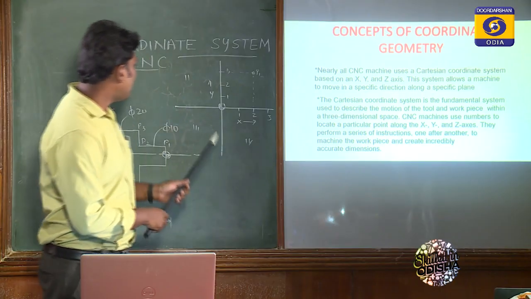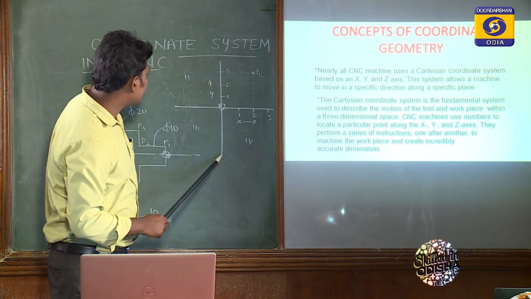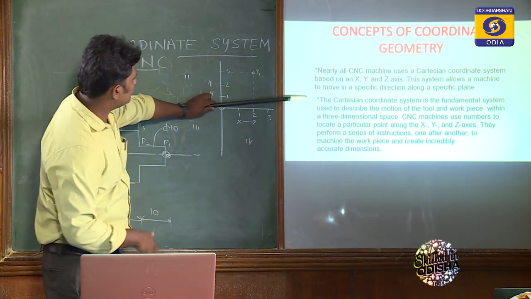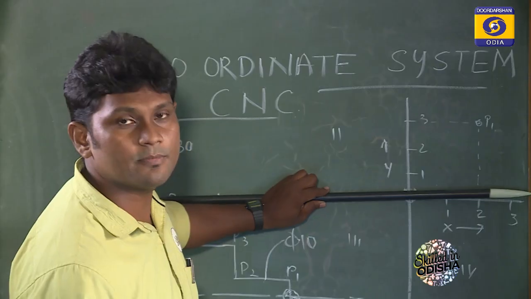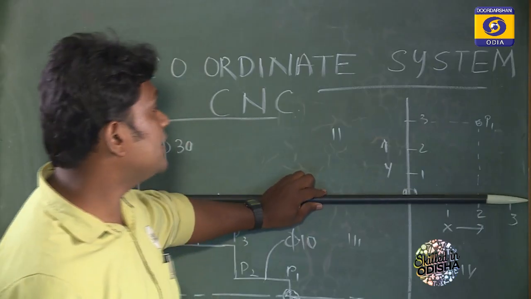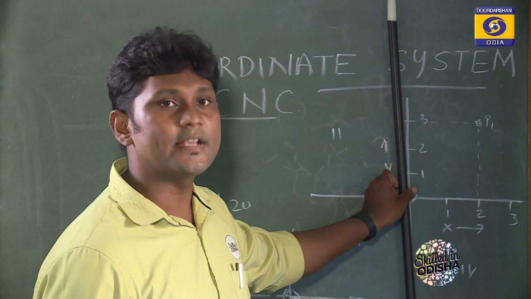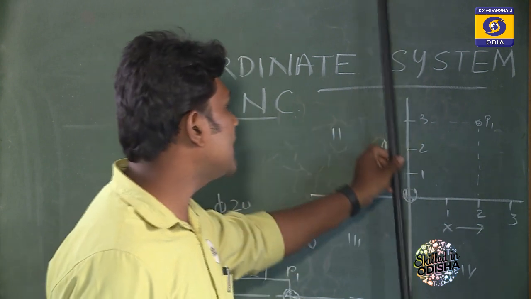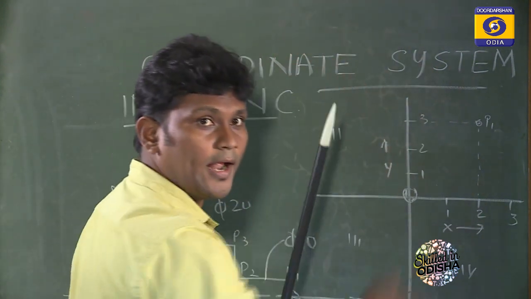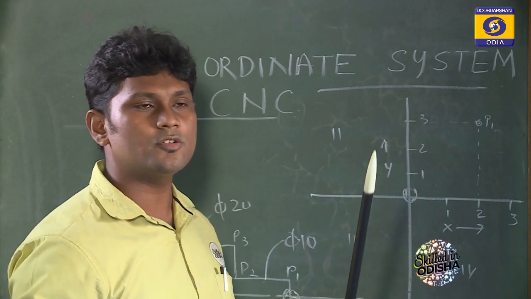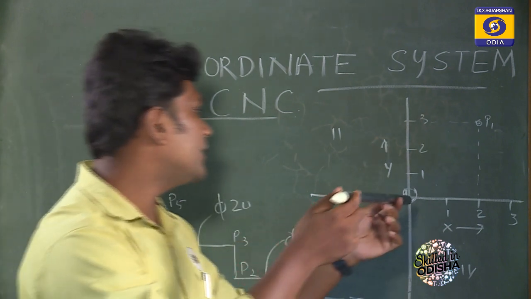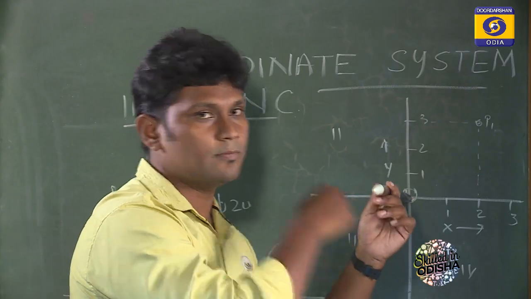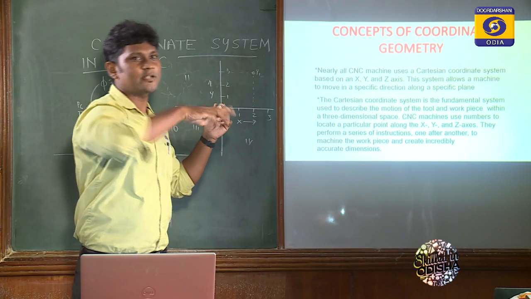Suppose I have drawn a diagram here. This line represents my x axis, and this line represents my y axis. Both the axes lie in the same plane, that is the blackboard, and the other axis, that is the z axis, will lie in a different plane, that is outside of the blackboard, towards you, towards the camera.